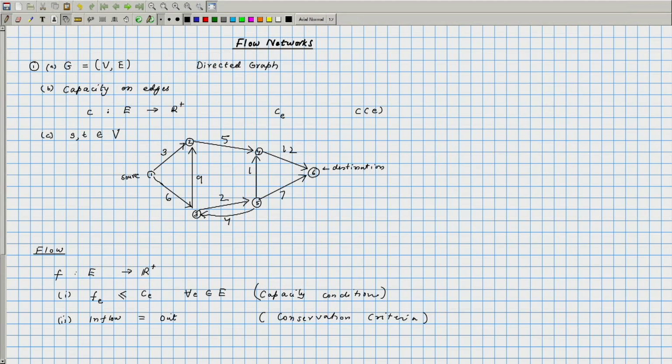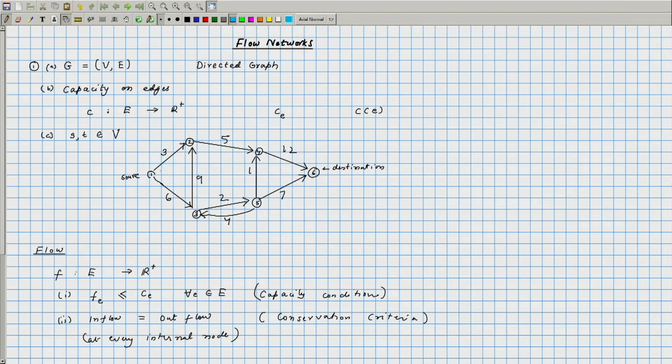We will formally define what these terms are. But this is what the conservation criterion says: inflow is equal to outflow. So, at every internal node, nodes other than S and T are what we refer to as internal nodes, the incoming flow is equal to the outgoing flow. So, let us try an example and construct a flow on this particular flow network.